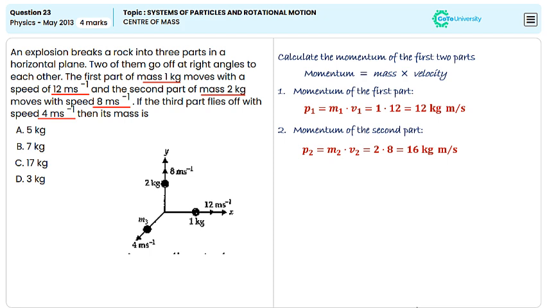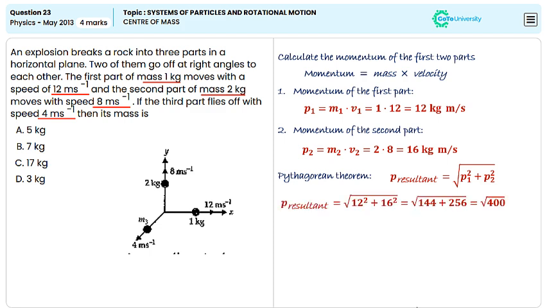Since these two parts move at right angles, the resultant momentum of these two parts can be found by using the Pythagorean theorem. Therefore, P resultant is equal to square root of P1 squared plus P2 squared. Substituting the values of P1 and P2, we get P resultant as square root of 12 squared plus 16 squared, that is nothing but 20 kg meter per second.